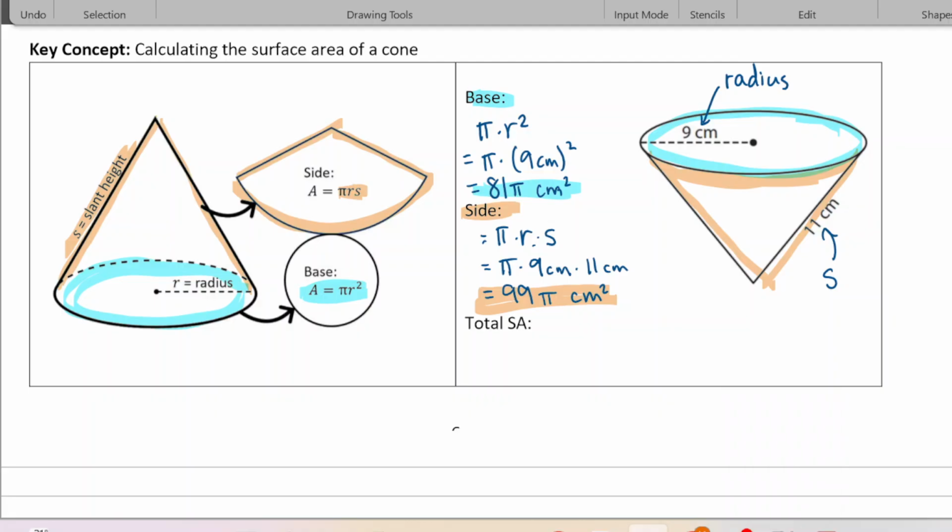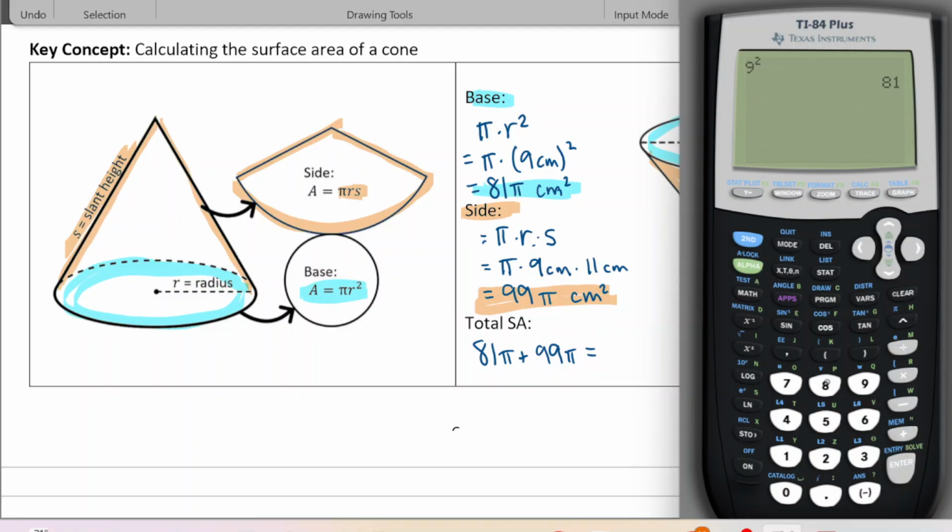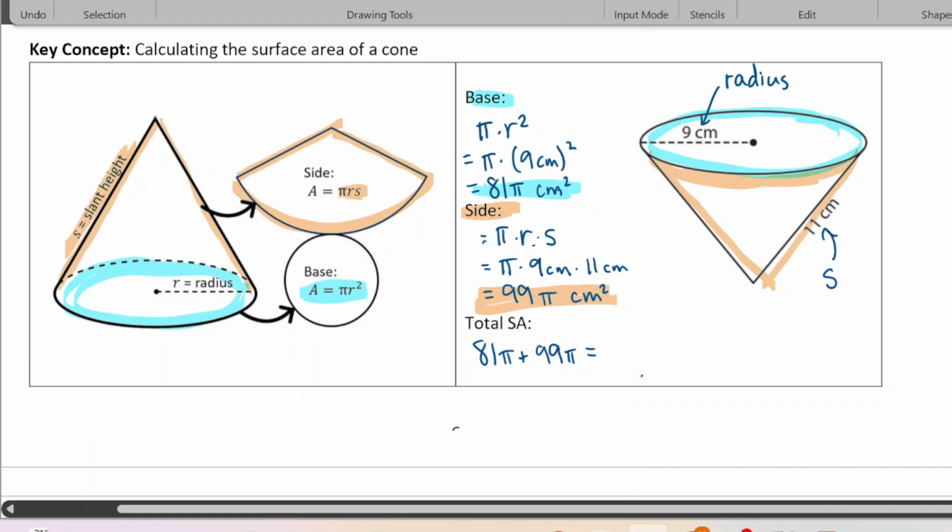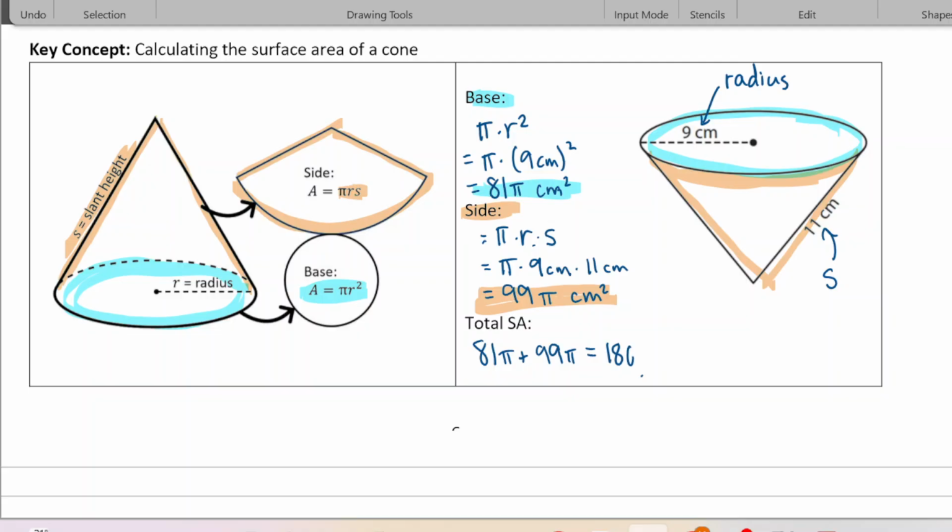So let's add those together in my final step. 81 plus 99 is equal to 180. And so we're going to multiply that by pi now for our very last step to get an approximate answer. 565. So 180 pi, which is approximately 565 centimeters squared. So again, just typing that pi in at the very last step for your final answer.